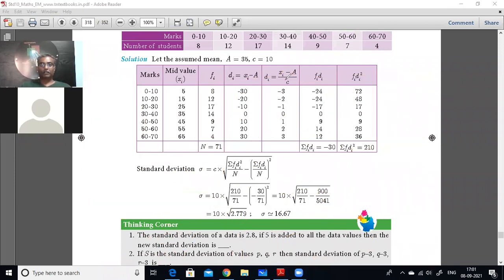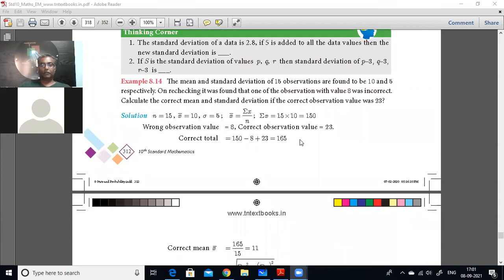So you understood that sum, all right? Yes, sir. Now what you have to do? You have understood step deviation method. You have understood assumed mean method. Every method you know now.